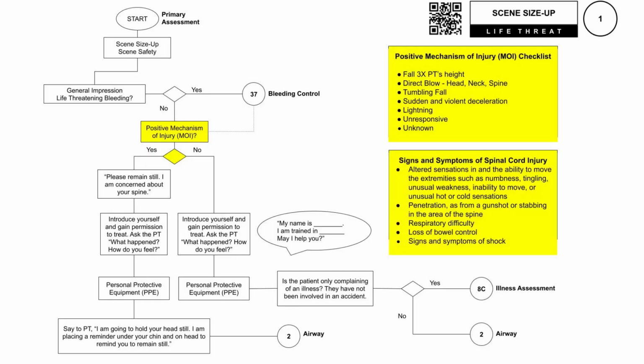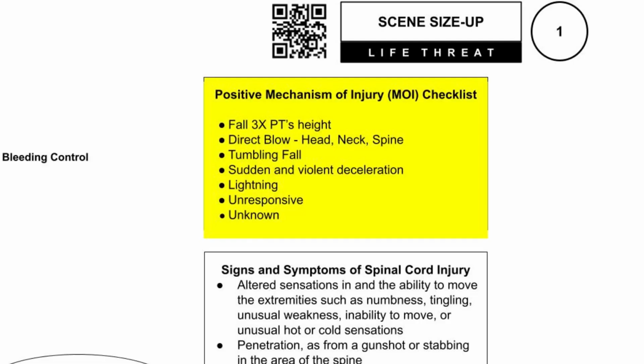Remember, the spinal column extends from the skull base to the pelvis, so any injury here is of grave concern. Let's consider examples of events that might result in a positive MOI. These include falls from a height greater than 3 times the patient's height, direct trauma to the head, neck, or spine, high-speed collisions, and other high-energy impacts. Lightning strikes also fall under this category. In each case, the potential for serious spinal injury exists.